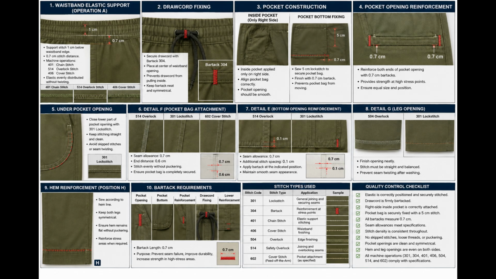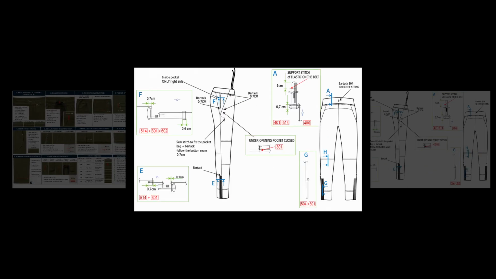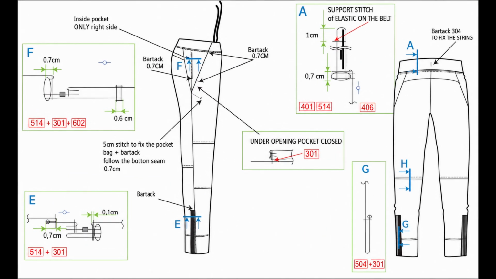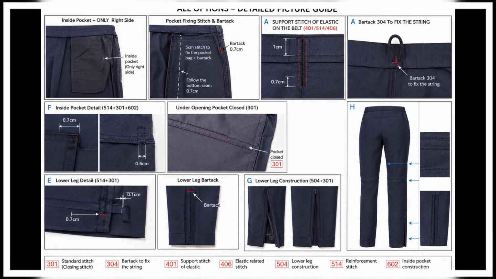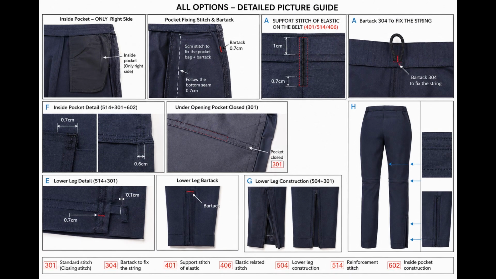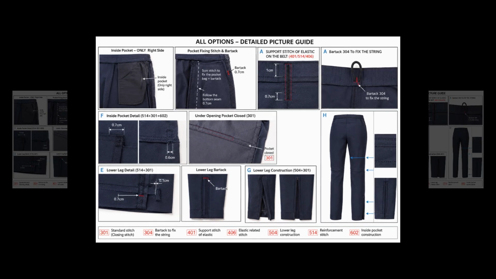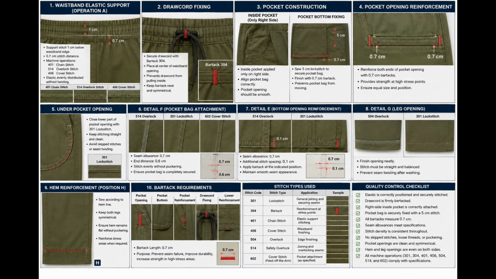Pocket detail F. Stitch distance 0.7 cm. Additional distance indicated 0.6 cm. Sewing operation references 514, 301, 602. Ensure the pocket construction is clean and symmetrical where applicable. The pocket bag must not twist or interfere with the garment opening.